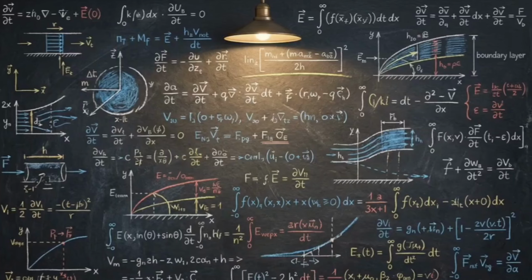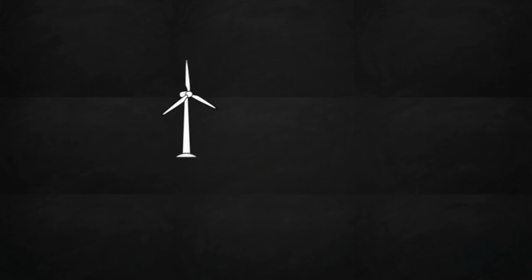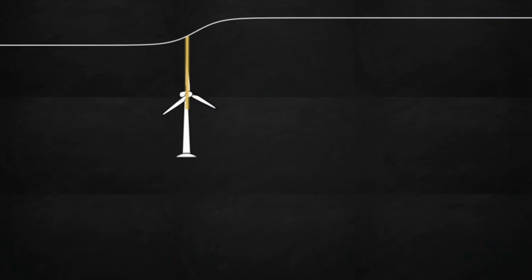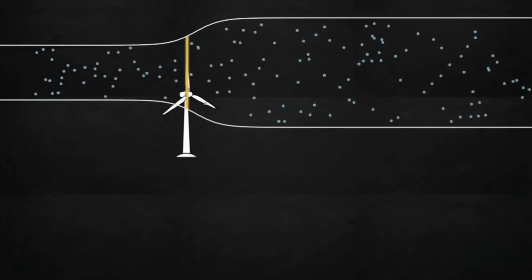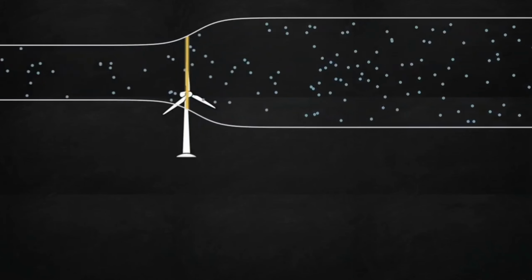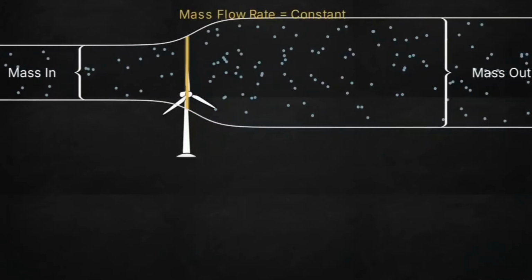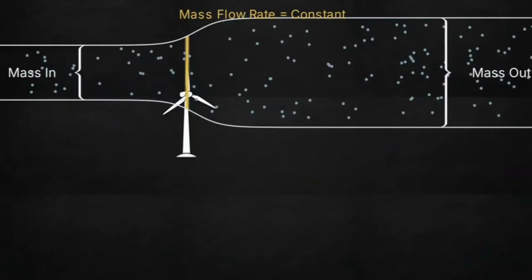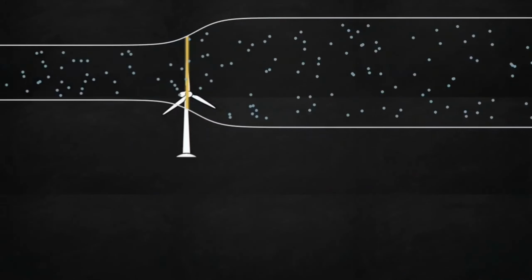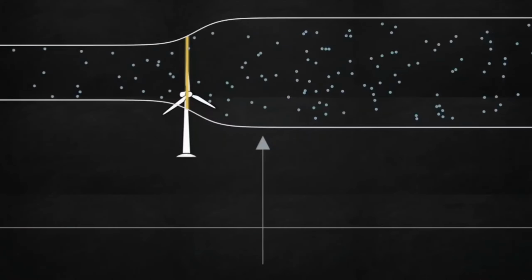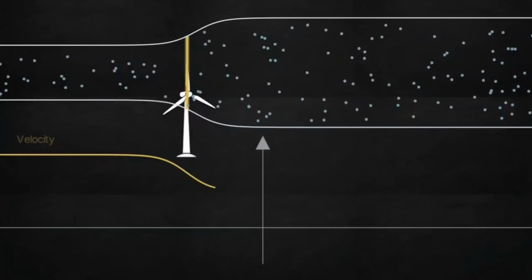This diagram abstracts the physical turbine into a two-dimensional actuator disc, positioned inside a stream tube of moving air particles. According to the principle of mass continuity, the mass flow rate entering the system upstream must perfectly equal the mass flow rate exiting the system downstream. This line graph charts the air velocity.